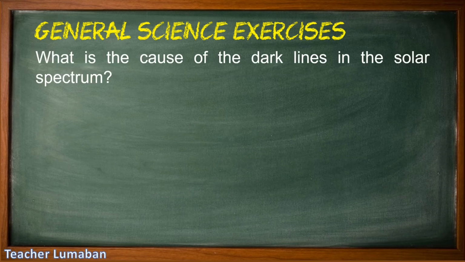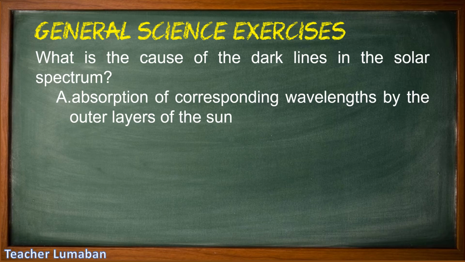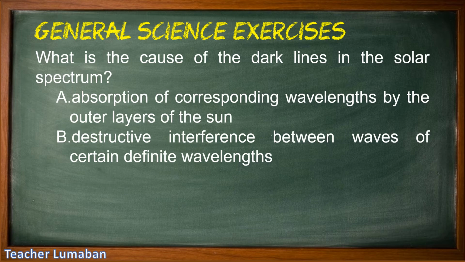What is the cause of the dark lines in the solar spectrum? Letter A, absorption of corresponding wavelengths by the outer layers of the Sun. Letter B, destructive interference between waves of certain definite wavelengths.